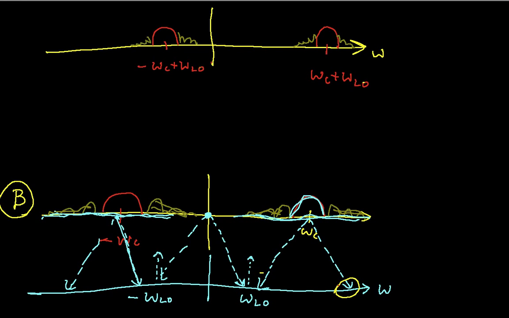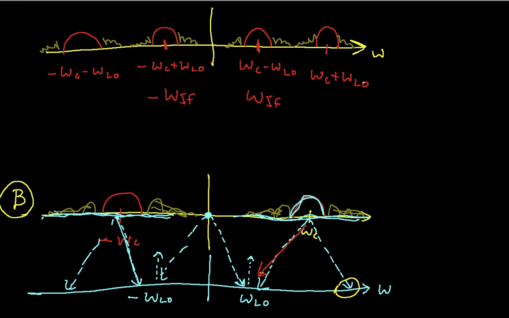Now I have another copy going this direction. I get a copy here at omega C minus omega LO, and another copy down here at minus omega C minus omega LO. And I still have all the junk associated with these guys. Okay, but what's happened by using this mixer is I've got the radio signal that I want to listen to at omega C minus omega LO, and if I've done this correctly, this is actually omega IF and minus omega IF.